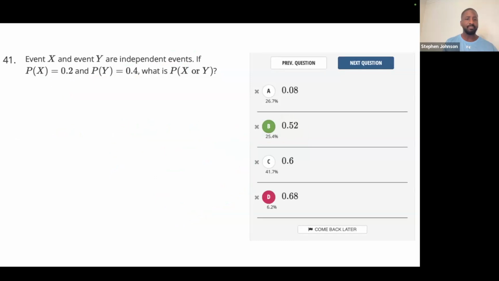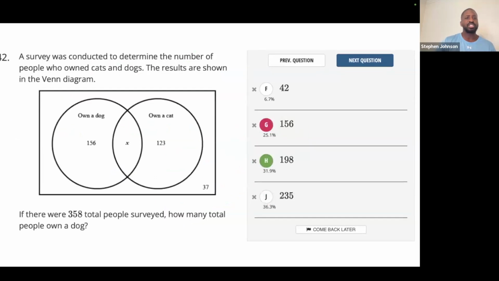All right, let's get rid of that. Next question. A survey was conducted to determine the number of people who owned cats and dogs. The results are shown in the Venn diagram. All right, so again, this is a diagram question. Like I've mentioned before in this video, whenever I have a diagram, I like to stop and make sure I understand that diagram before continuing to read. So I'm going to do that.